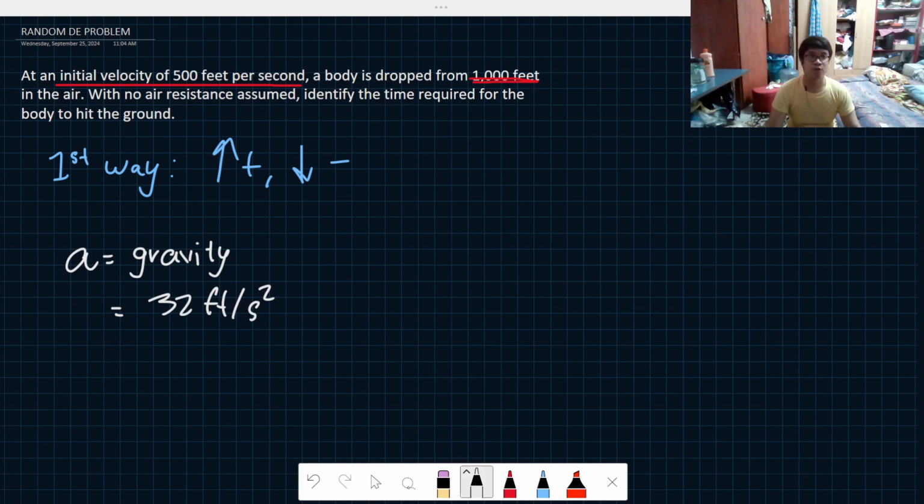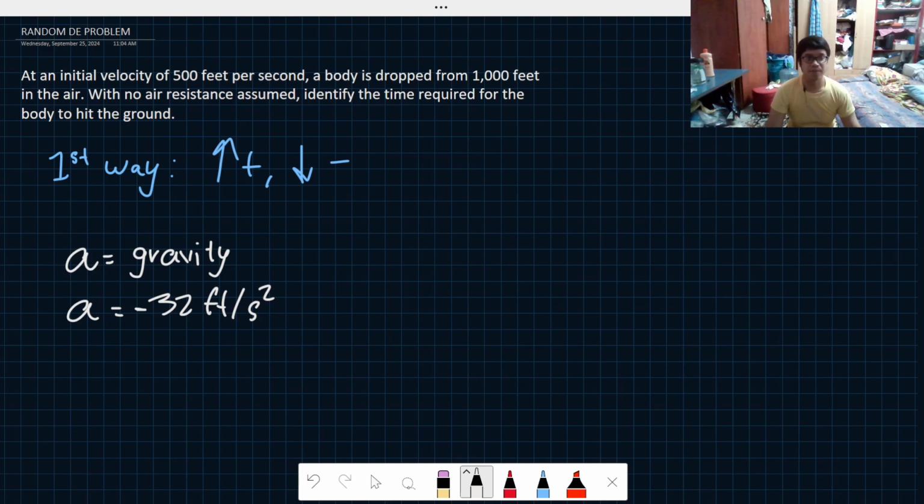But what if you prefer 9.81 meters per second squared? If that is what you want, then you must convert the feet into meters if you wish to use 9.81 meters per second squared. And remember, gravity is pulling us downward. In this way of solving it, whatever comes up is positive and whatever comes down is negative. Hence, I will have negative 32 feet per second squared. So with that, we know our acceleration. What's the next step?